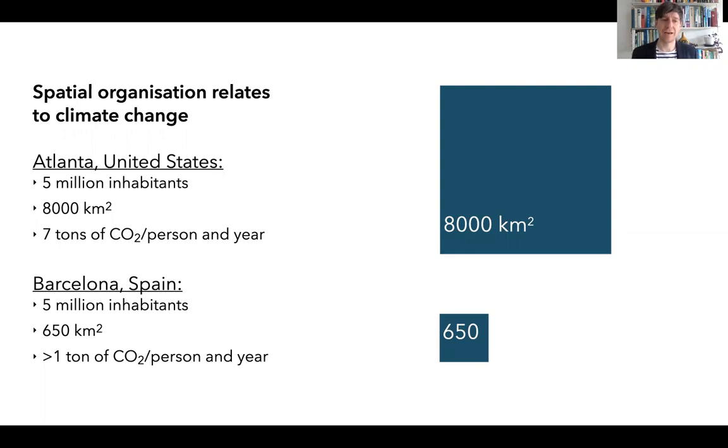So Atlanta has 5 million inhabitants, but it's covering a surface of 8,000 square kilometers, which also makes it difficult to walk, go by bike, and use public transport in an efficient way. So their effect on the climate change is 7 tons of carbon dioxide per person and year. But Barcelona, which has also 5 million inhabitants, uses a much, much smaller surface, and it's easier to transport themselves in an efficient way, and their impact on the climate is much, much smaller. So it's less than a ton of carbon dioxide per person and year.